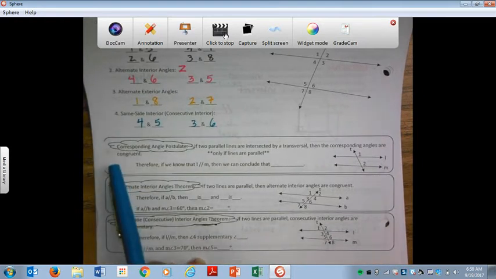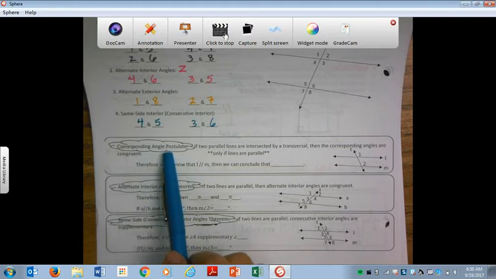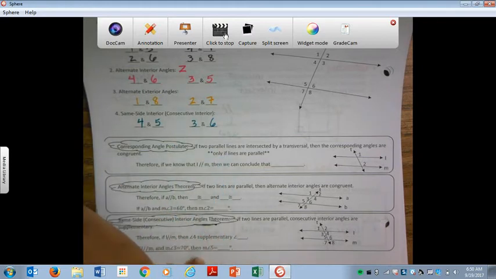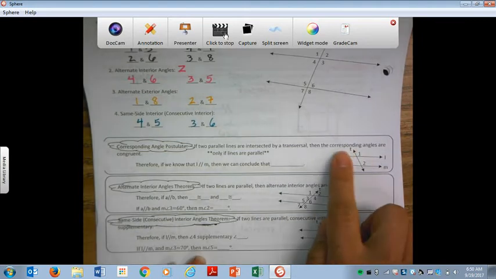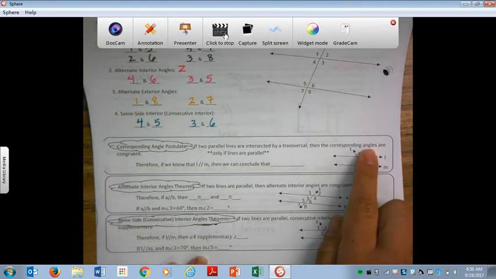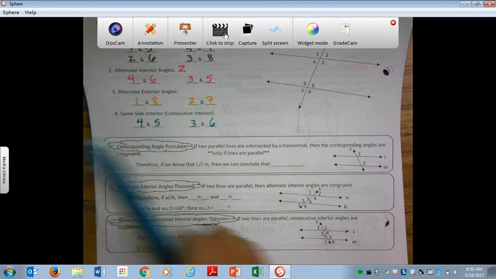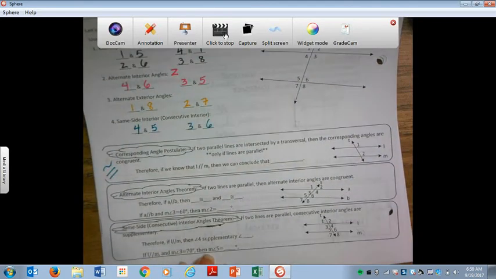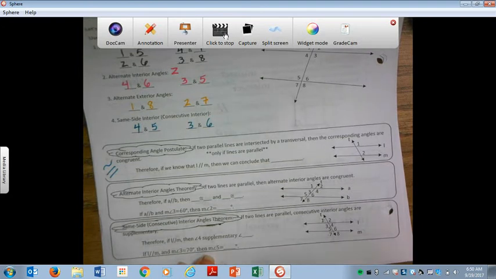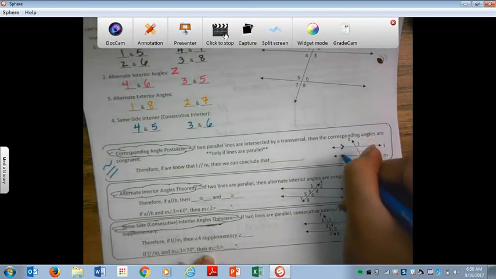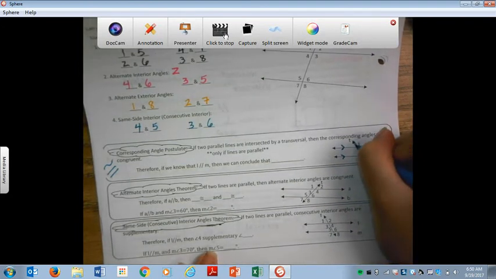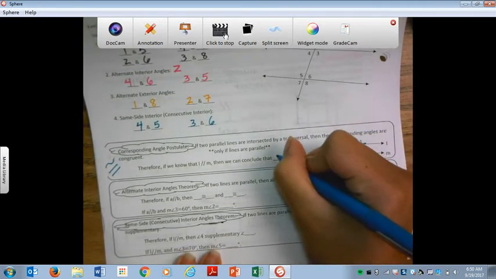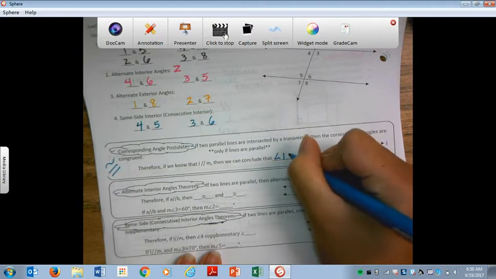Alright, the first thing we're going to hit up is the corresponding angle postulate. It says if two parallel lines are intersected by a transversal, then the corresponding angles are congruent. So I'm going to put congruent here to remind you. So if you have these two lines being parallel, and let's mark them as such, and since these two are corresponding, that means that angle 1 is congruent to angle 2.